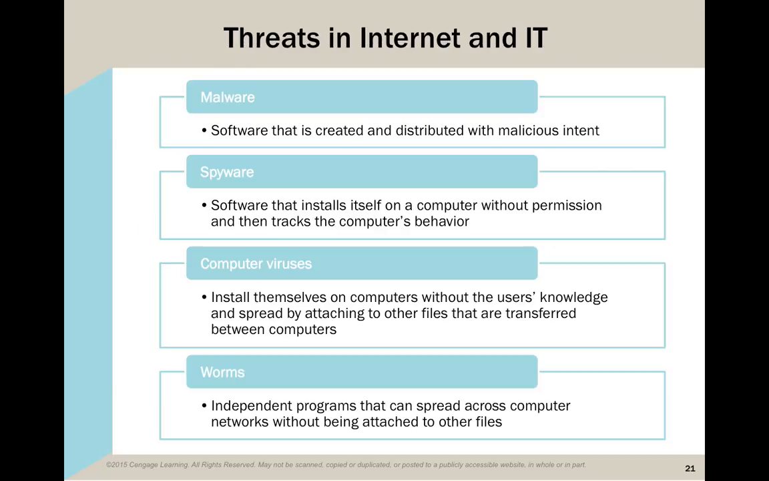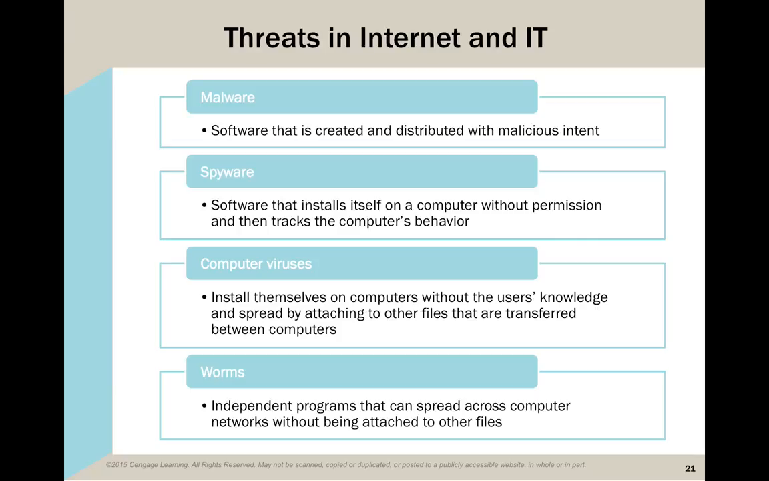Now, some threats in the internet and IT, and this is quite a growing industry. As a result of rapid technological developments, there's a number of security concerns, annoyances, as well as legal and ethical issues. And some of the threats in the internet and IT include malware, spyware, computer viruses, and worms. So malware is software that's created and distributed with just a malicious or mean purpose. There's no other reason for it to exist other than to just cause havoc.